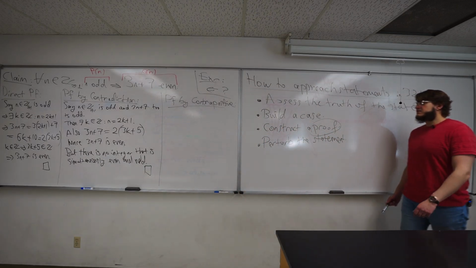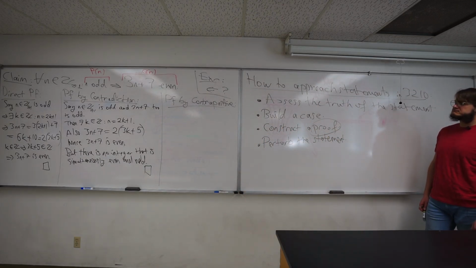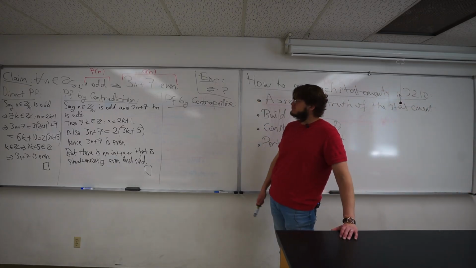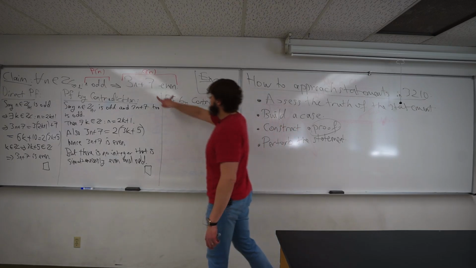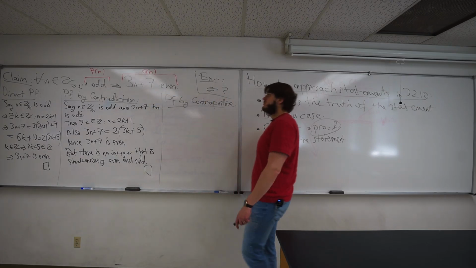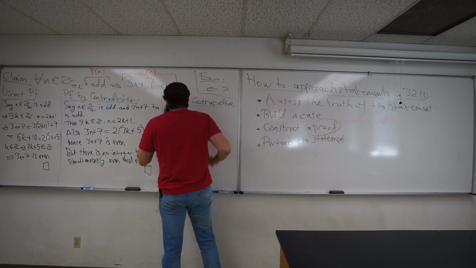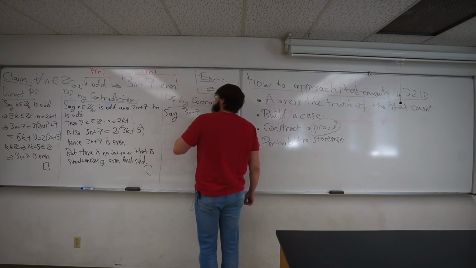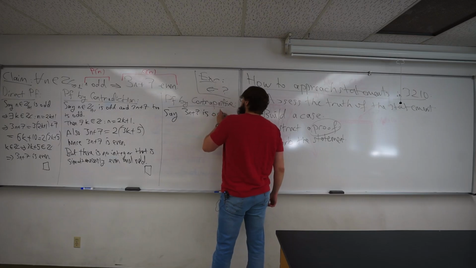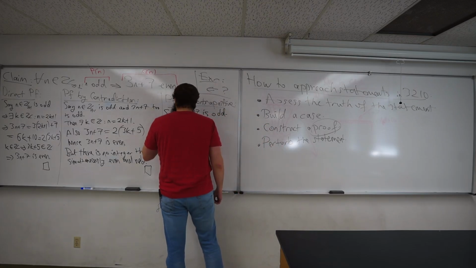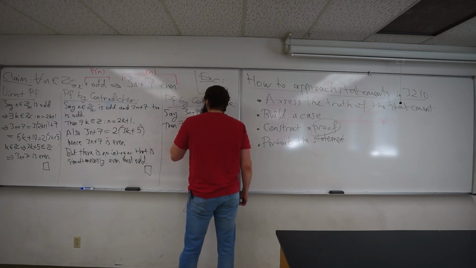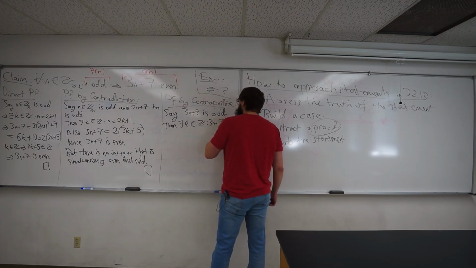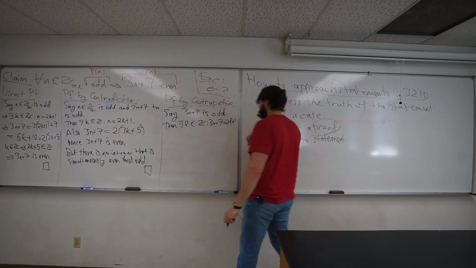Third, then, proof by contrapositive. This time, I'm going to assume not Q. So now I need to assume that this guy is not even. In other words, it is odd. Say 3n plus 7 is odd. Then there's an integer L such that 3n plus 7 equals 2L plus 1.